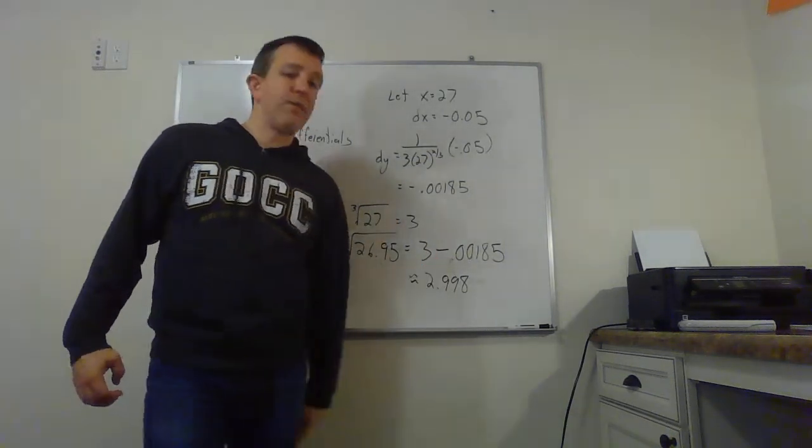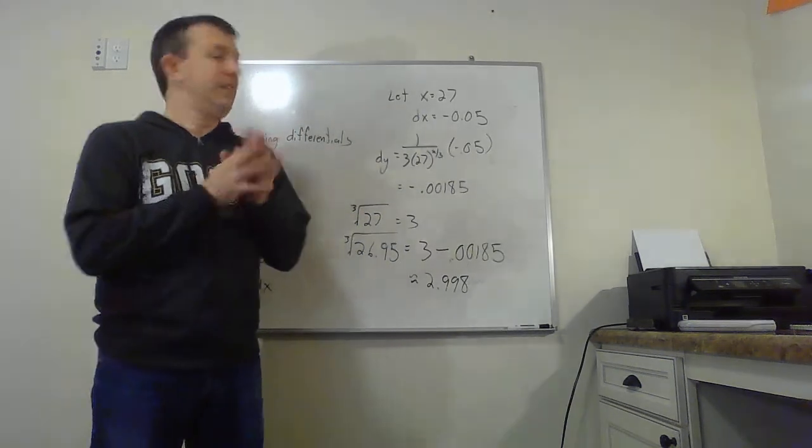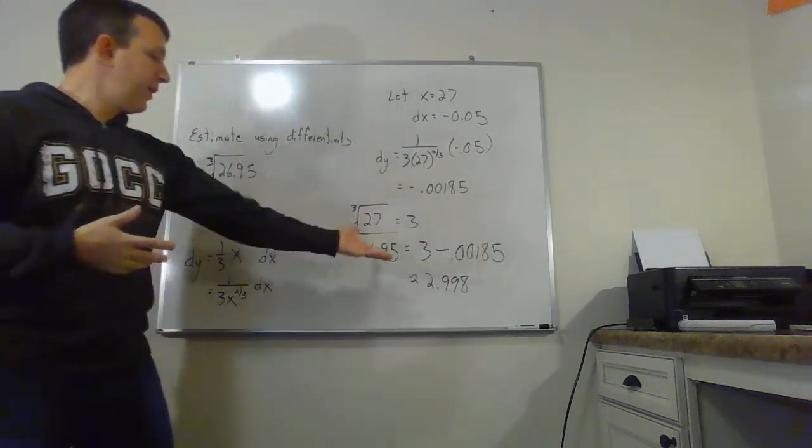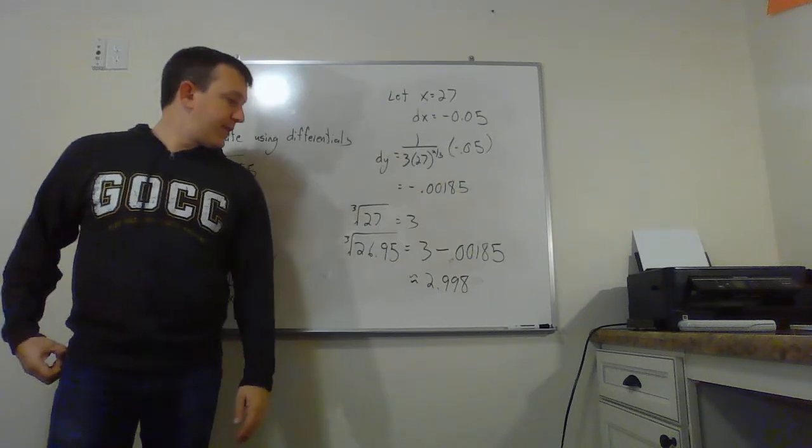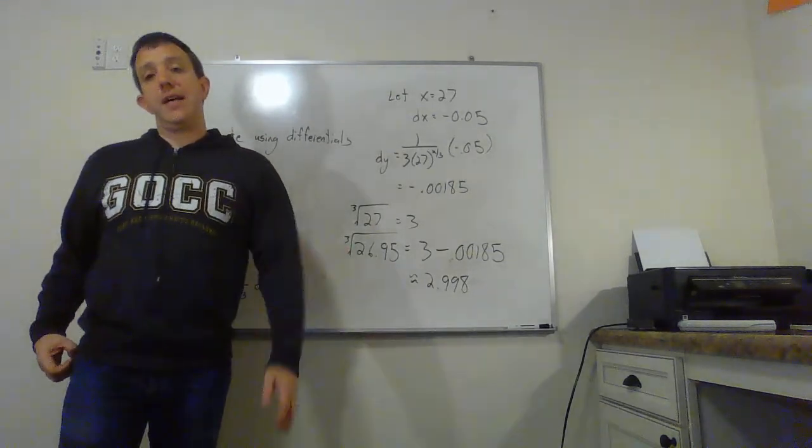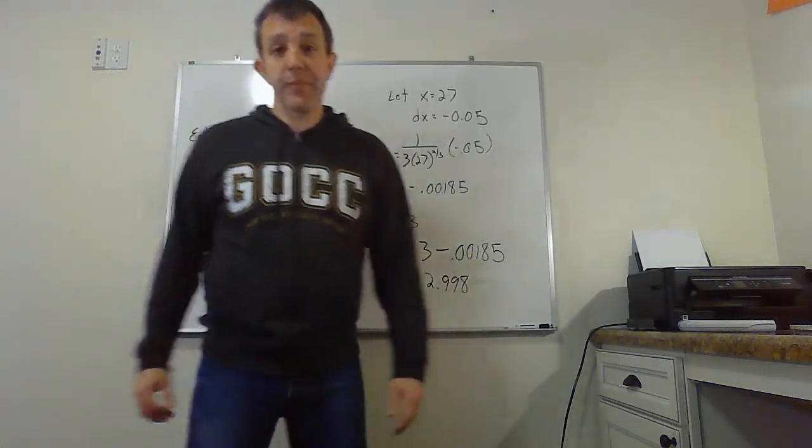You could drag out a few more decimal places if you really want, but probably you don't need to. And so there we go. There's our third root of 26.95. Again, it's an estimate. It's not exact, but that's okay.